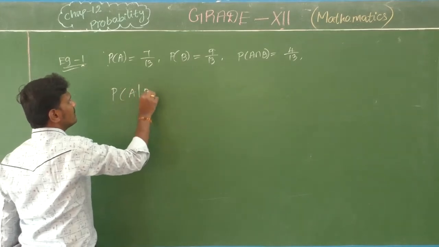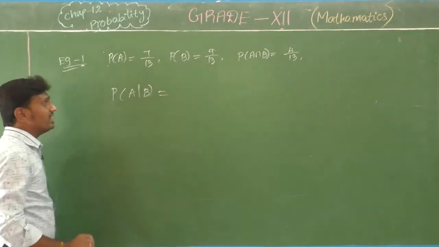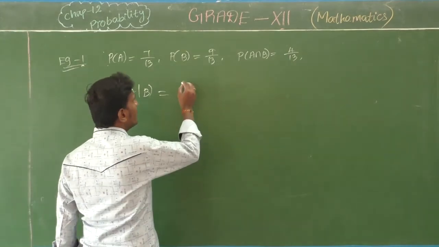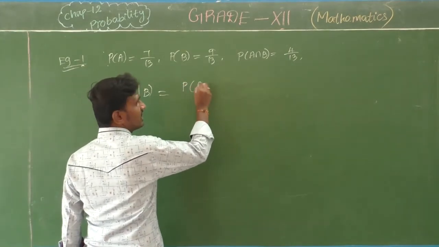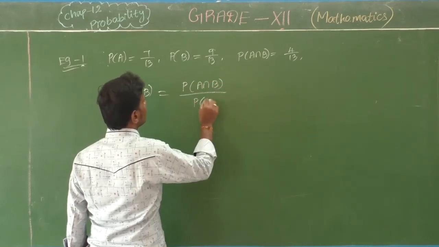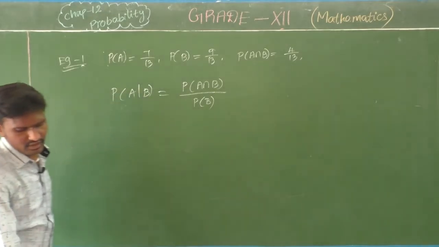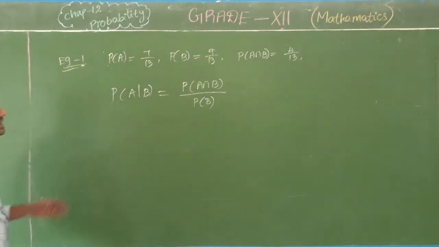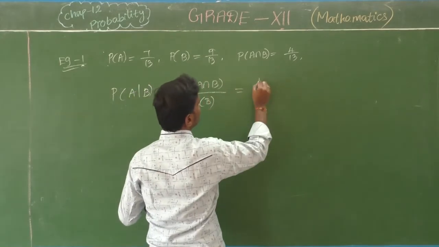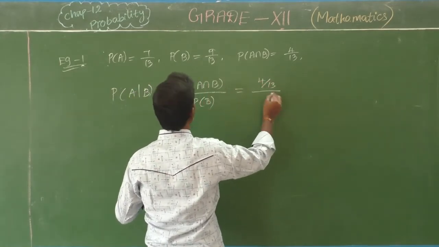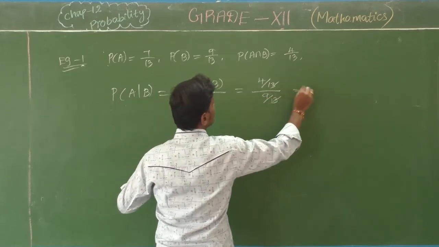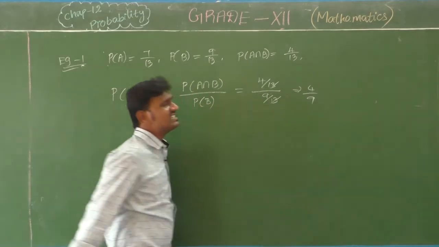It is very simple. P of A by B means using the conditional probability. That is P of A intersection B whole divided by P of B. P of A intersection B is 4/13. So the whole divided by P of B, which is 9/13. So 13 will be cancelled. So what is your answer?